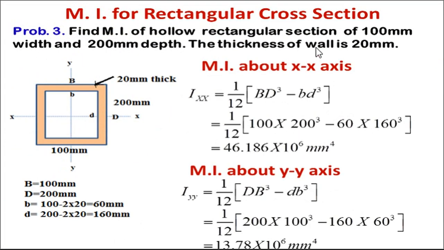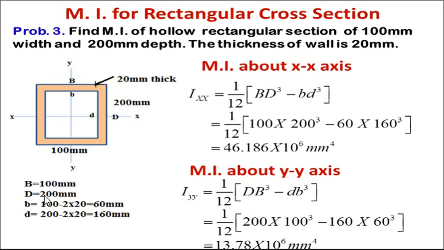Now MI of hollow rectangle section. Ixx about x axis is 1 by 12 capital BD cube minus small bd cube, by 12. Capital BD is external dimension, small bd internal dimension. Capital B is 200, capital D is 100. From this 100, your wall thickness is 20 mm. This thickness is 20. So total width is 100. From this 100, you have to deduct this 20 plus this 20. Then you will get the internal width.